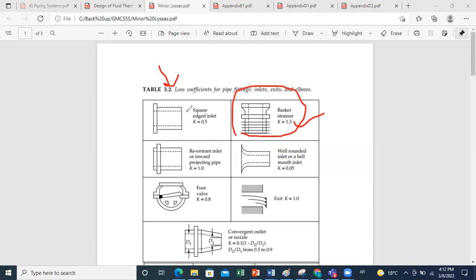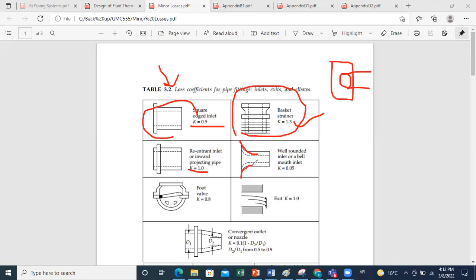Sometimes your inlet shape, for example, is not straightforward like this. So you can have, for example, what we call a square-edged inlet. So you have like a square here, contouring the inlet. This form will have a certain minor loss coefficient. It's given. You can have different geometries for your inlet, and each one is characterized by a certain minor loss coefficient. So, for example, a re-entrant inlet or inward projecting pipe is characterized by K equal 1. You can have a smooth transition in your inlet, and this is expected to have a small K.